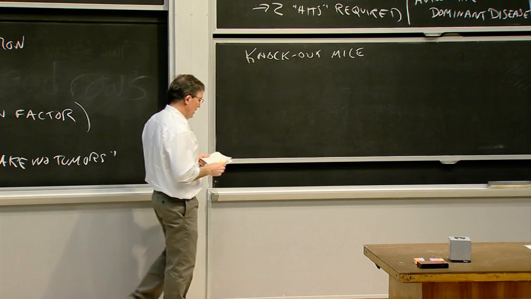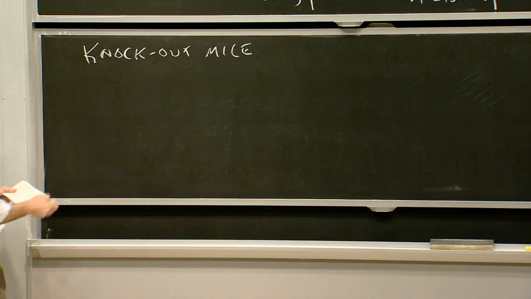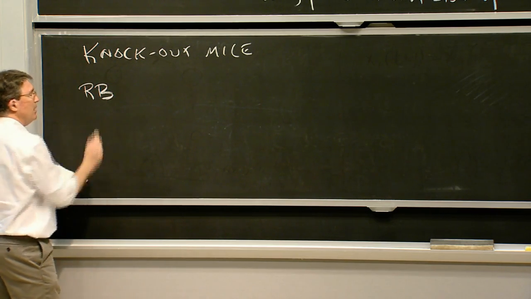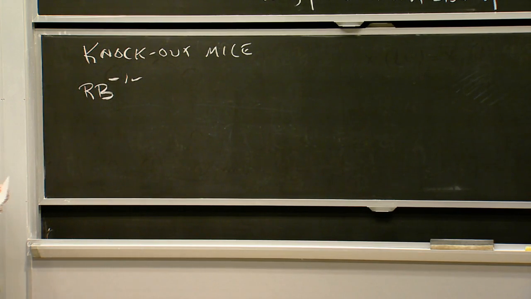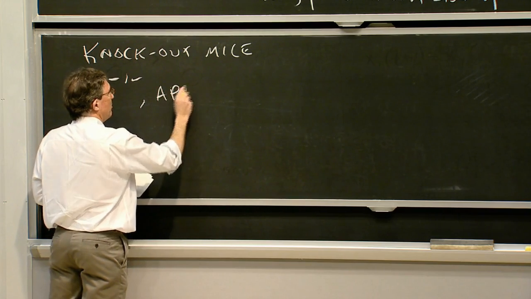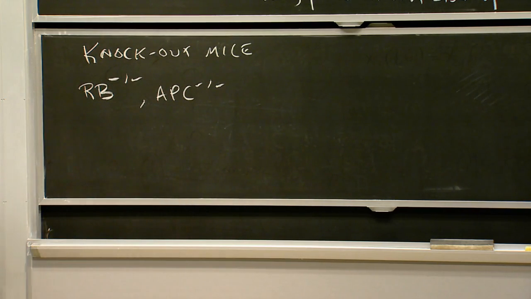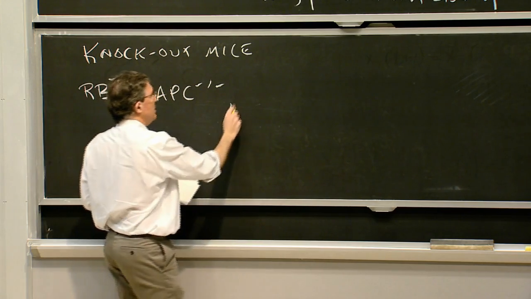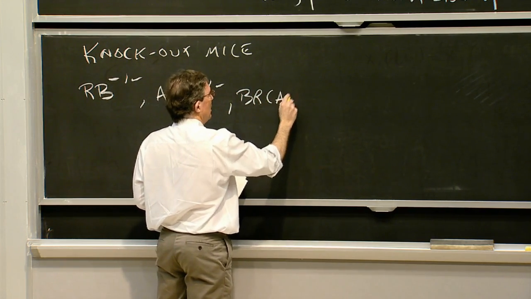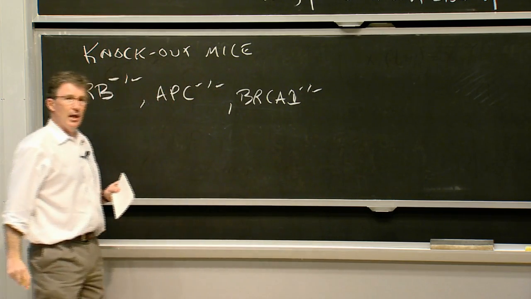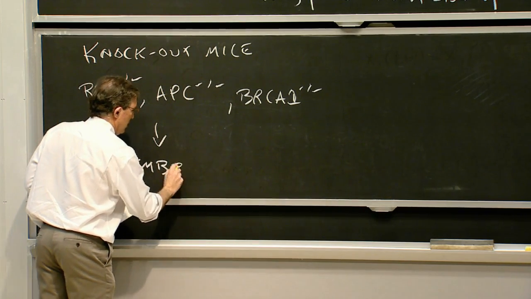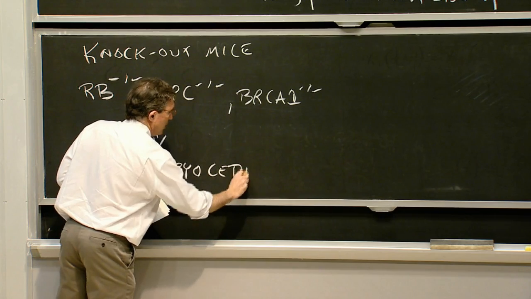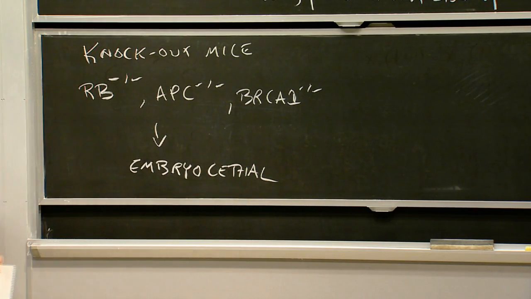And actually, we know that, in fact, for many of the tumor suppressor genes that we care about, like the RB tumor suppressor gene, if one creates a homozygous mutant mouse, or the APC tumor suppressor gene, which is important in colon cancer prevention, or the BRCA1 tumor suppressor gene, which is important in breast and ovarian cancer prevention. In all of these cases, the embryos don't survive, and they die at different points along the way of embryogenesis.